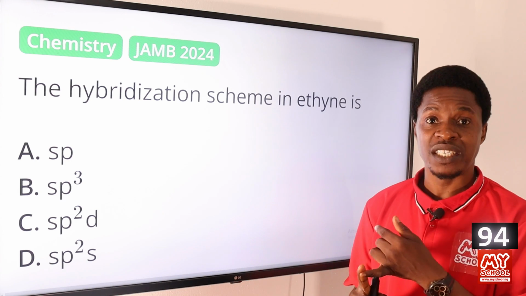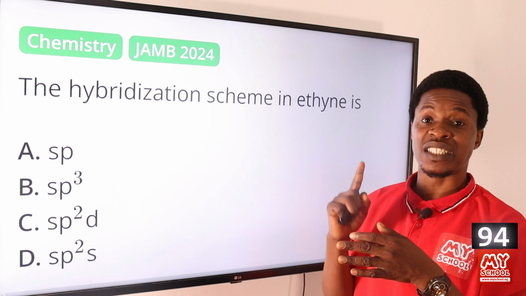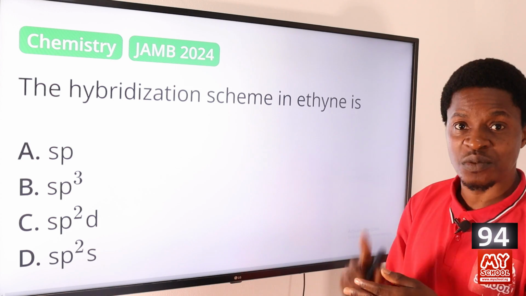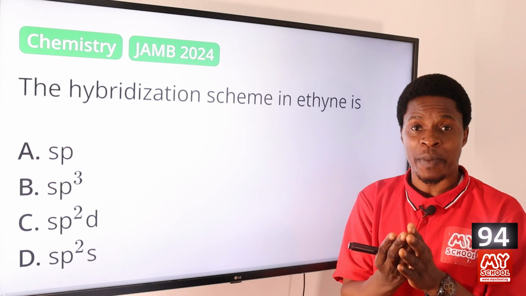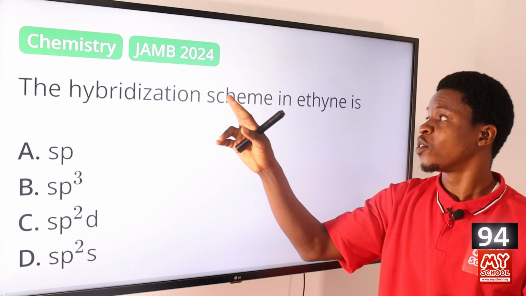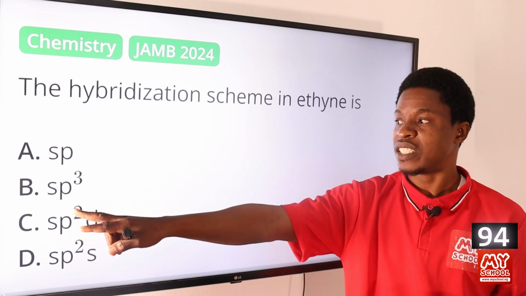So we can have sp3, sp2, sp, sp3d, sp2d, and so on and so forth. Those are hybridizations. When two or more orbitals are combined together, we call it hybridization. So the hybridization for ethine is what? Is it sp? Is it sp3?